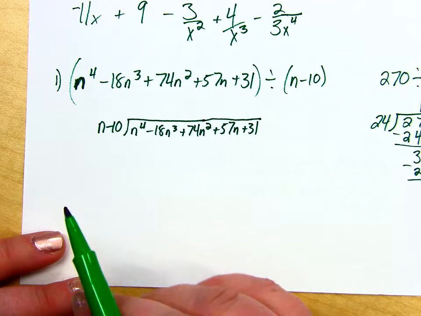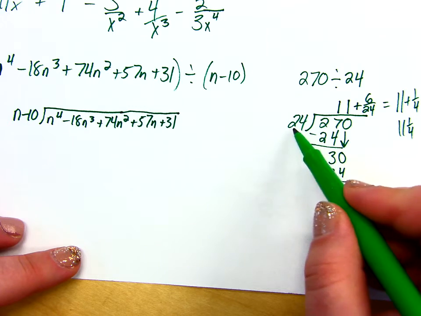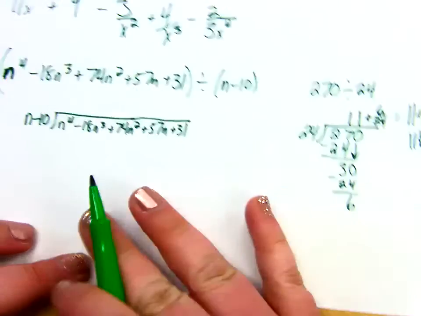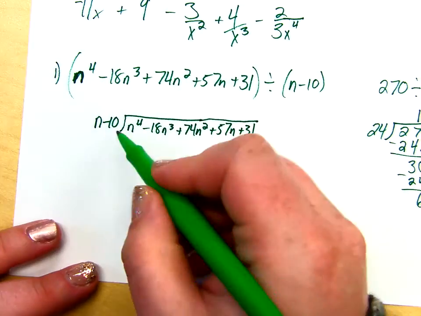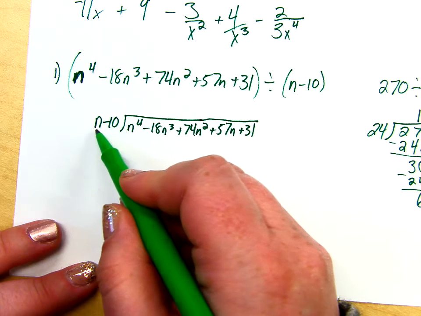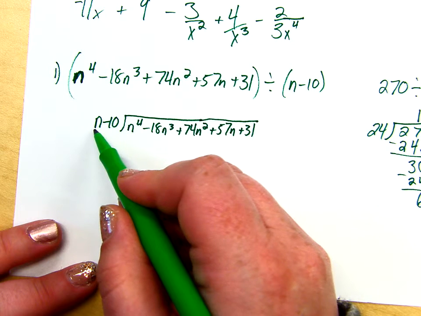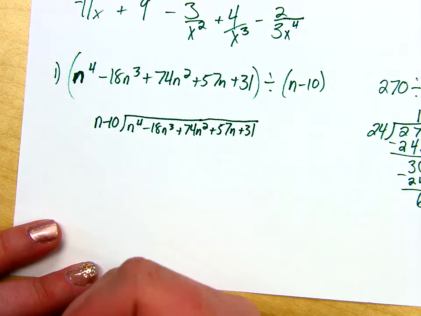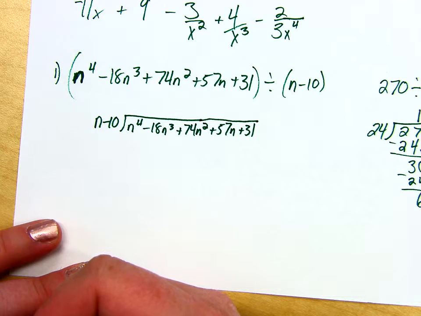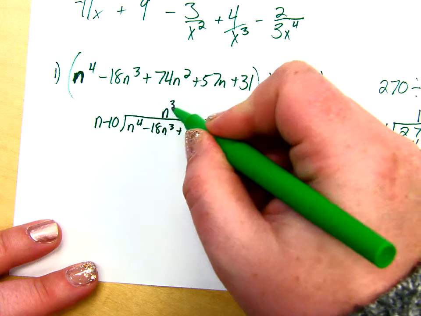So this part's a little bit different. Here we ask ourselves, how many times could 24 go into 27? The question that you're going to ask yourself, you don't worry about the 10 at all. You really just look at the first term, n. I ask myself, what do I need to multiply n by to get n to the fourth? N to the third. So that goes up top in the n to the third column.